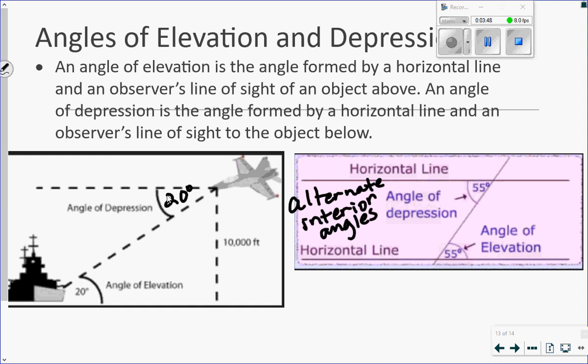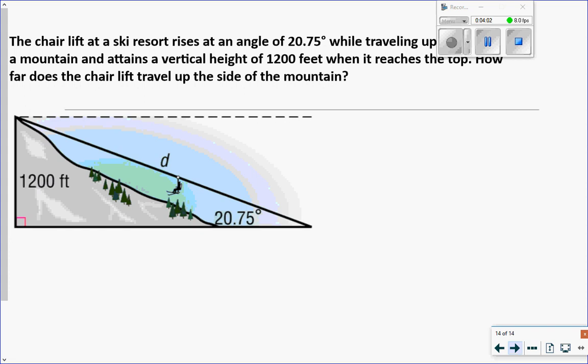Now again, that's not something that you have to know per se, but that's a very nice relationship because I like to always treat everything as an angle of elevation problem. I like to simplify it a little bit. So if you look at this example, chairlift at a ski resort, angle of 20.75 while traveling up a mountain, and attains a vertical height of 1,200 feet when it reaches the top. How far does the chairlift travel up the side of the mountain? So that would be D. That's what we're looking for.